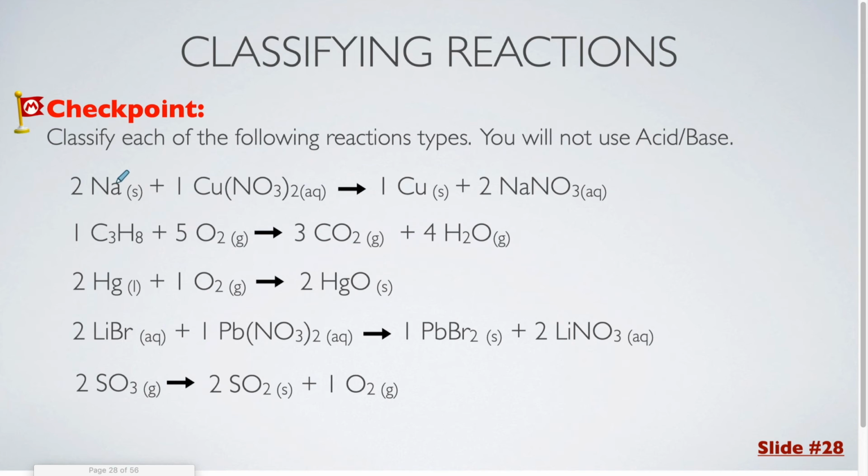For a checkpoint, we're given 5 different types of chemical reactions, and we're asked to classify each one. We are not going to be using acid or base, so we are simply using synthesis, decomposition, single or double replacement, and combustion. When I look at the first example here, what I notice is that there is an element by itself, and in the end, that element is now in the compound, and there's a new element by itself. That would be an example of a single replacement.